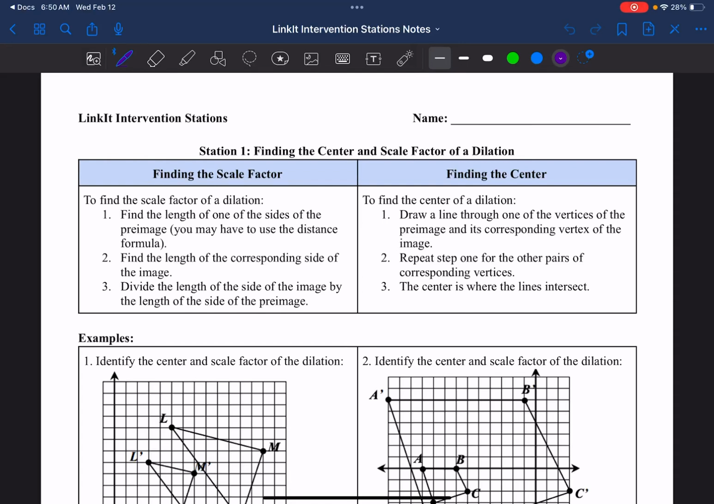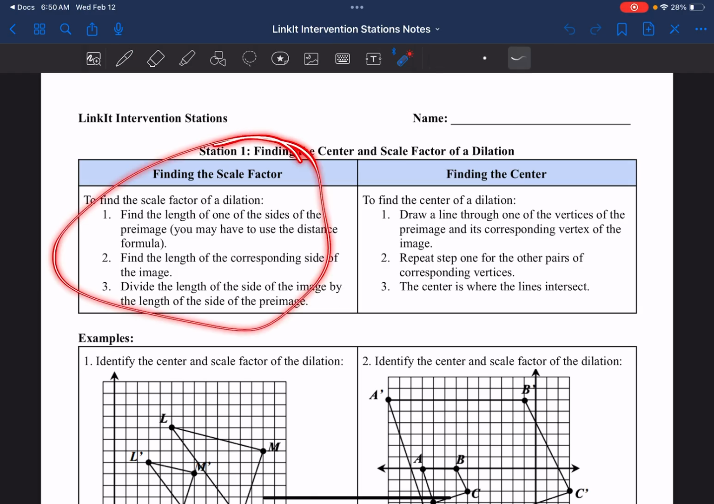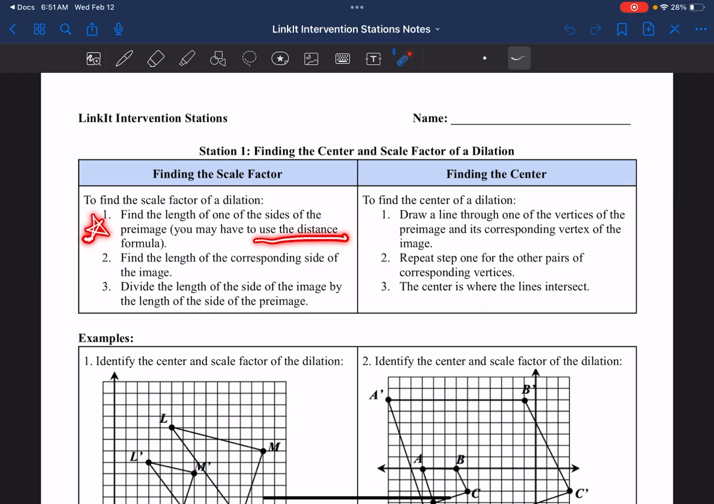This lesson is about finding the center and scale factor of a dilation. Let's talk about finding the scale factor. To find the scale factor of a dilation, you need to find the length of one of the sides of the preimage. If you don't have a vertical or horizontal side, for instance, if it's diagonal, you will have to use the distance formula in order to find the length.